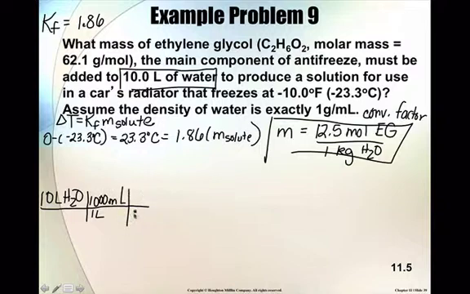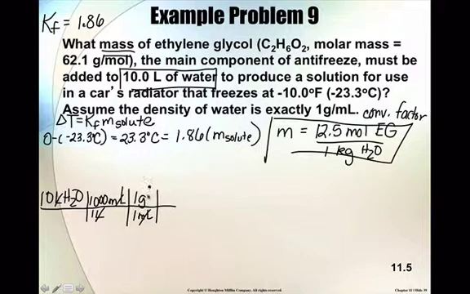And then I know that water is 1 milliliter and 1 gram for the density. So now into grams of water, I can use this conversion factor to get me into moles of ethylene glycol, which would be good because eventually I need to end up in grams of ethylene glycol.